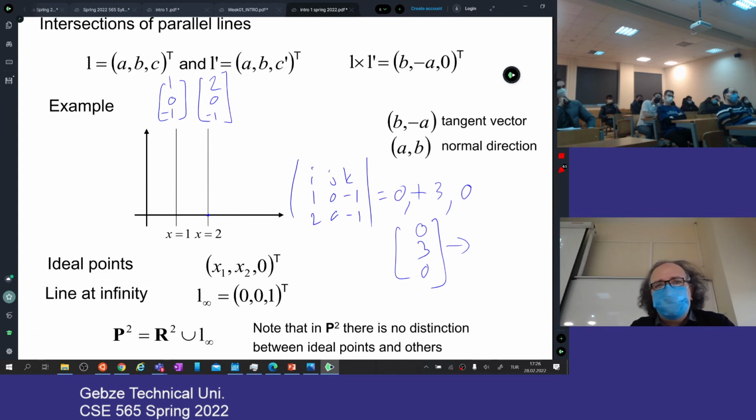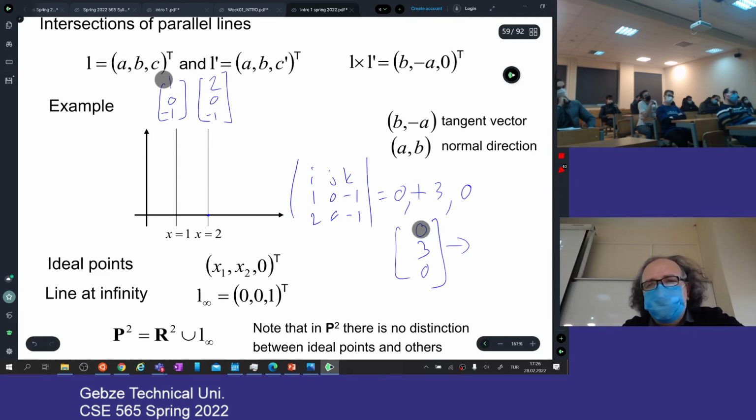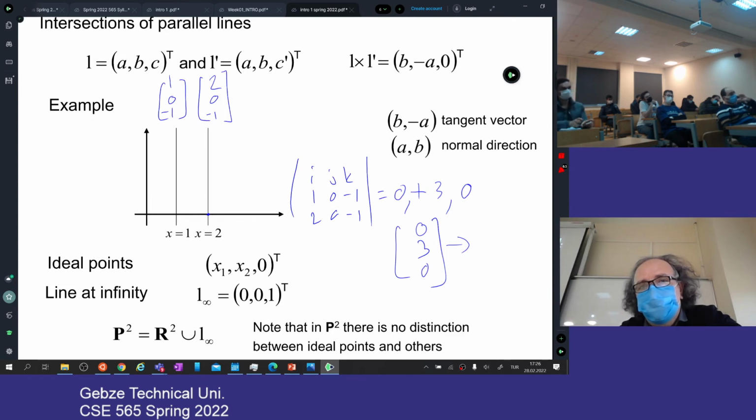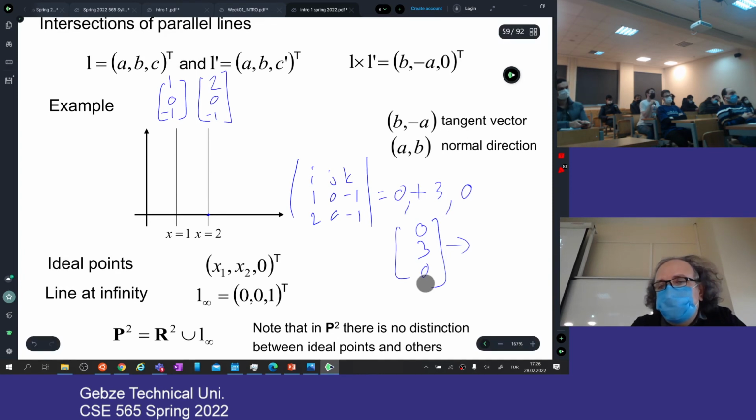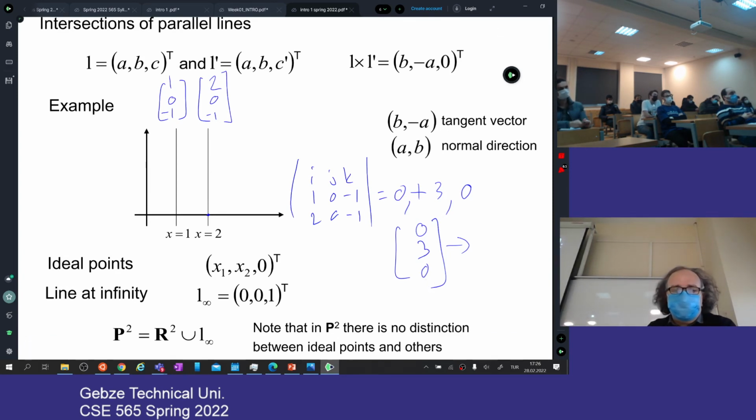Let's verify it. 0 times 1 plus 0 times 3 and minus 2 times 0, it is 0, right? And I know that it is the same thing for this one too. I know that this point is on both of them. That means that it is really the intersection of these two lines, and it is at infinity.